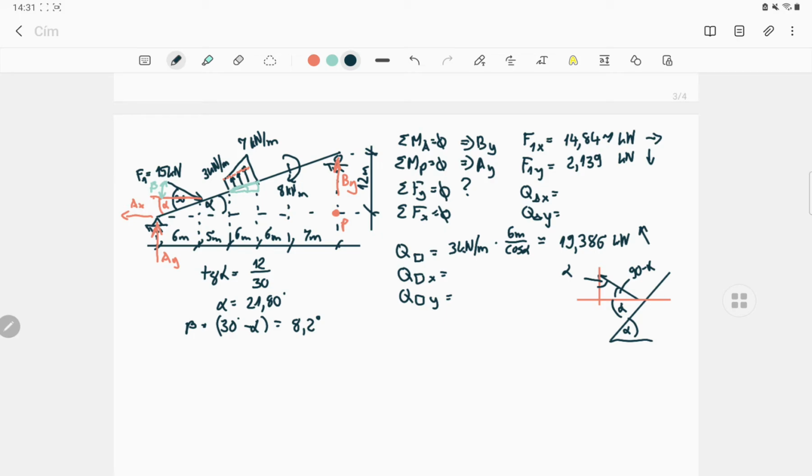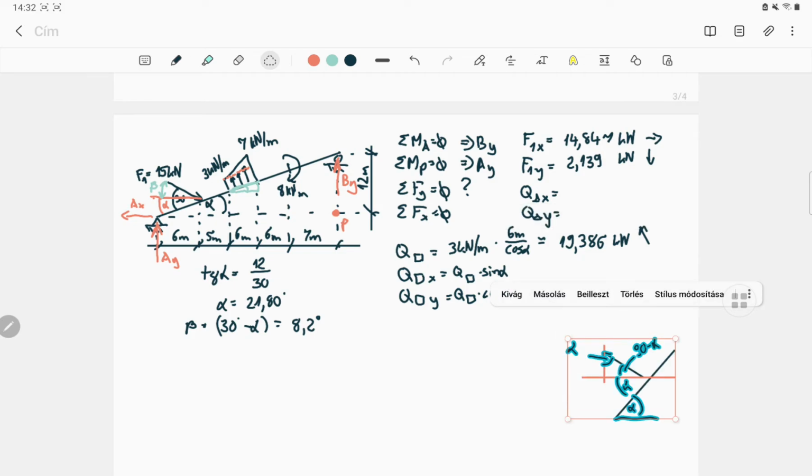in this triangle. So you can calculate the x component if you multiply the area, the 19.386 kilonewton, with sinus. So with formula, this one multiplied with sinus alpha, and this will be the component if you multiply with cosinus alpha, because this is the side next to the angle. Okay, let me move this to a different place. Yes.